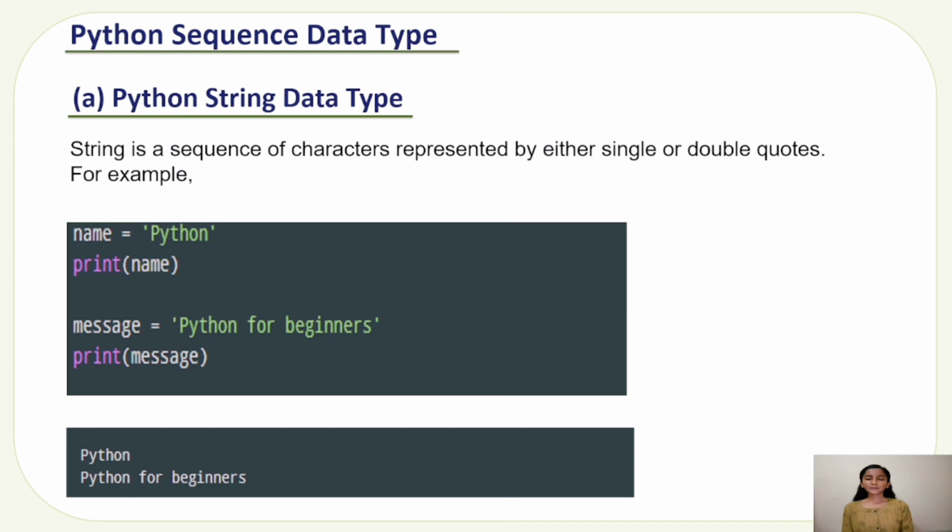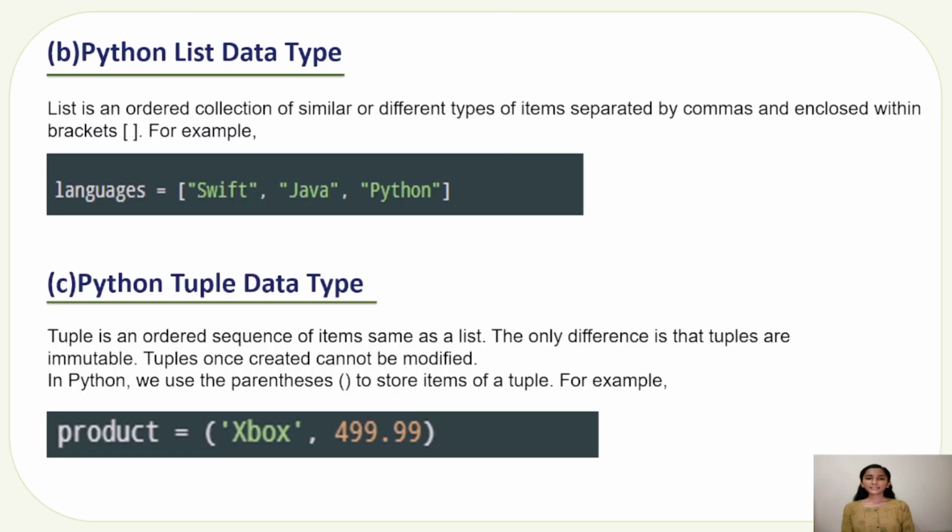Python sequence data type. Under Python sequence data type, the first one is string data type. String is a sequence of characters represented by either single or double quotes. For example, we have created string type variables name and message with the values Python and Python for beginners respectively. So as we print name and message, we get the output as Python and Python for beginners. Python list data type. List is an ordered collection of similar or different types of items separated by commas and enclosed within square brackets. For example, we have created a list named languages with 3 string values inside it.